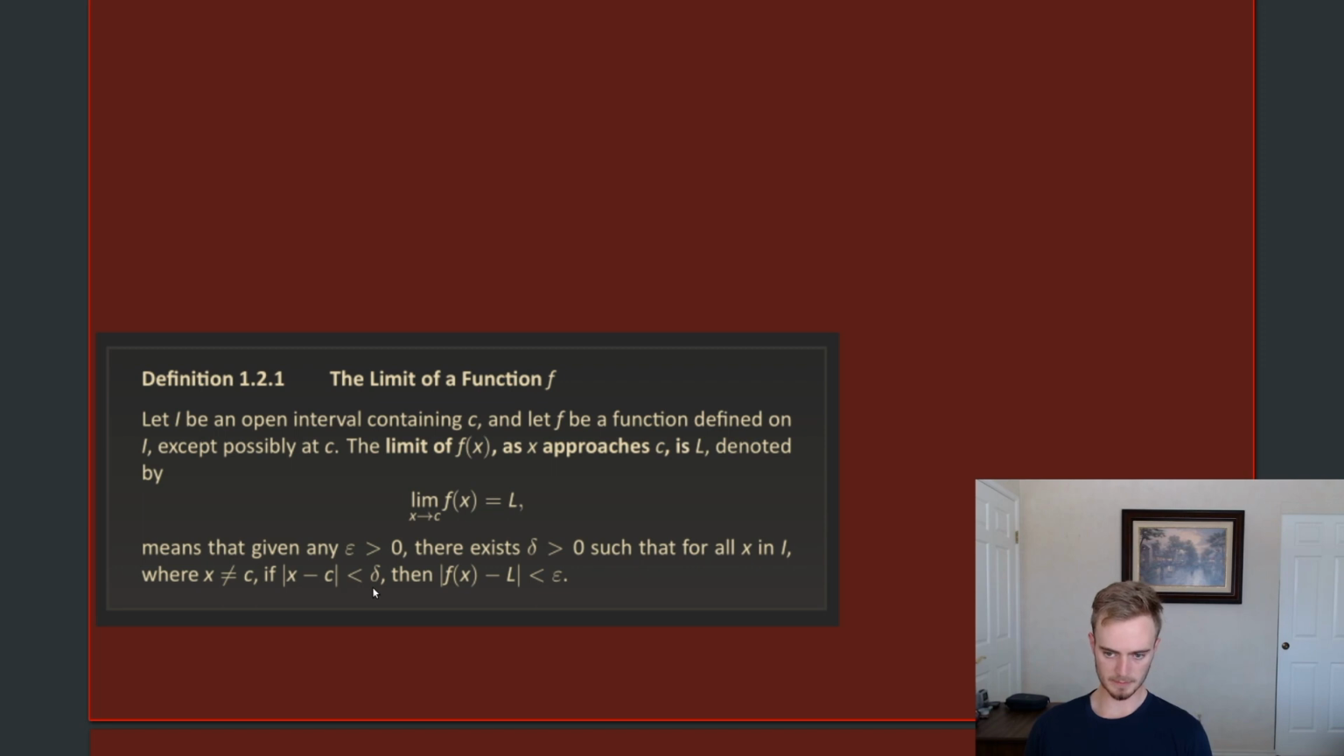Well, take a look at what it means. If the absolute value of x minus c is less than delta, so that means the distance between x and c is less than some delta, then the distance between f, the function at x, and L is less than some epsilon. So, in total, you can have any epsilon of your choosing. Then there exists for sure a delta such that the bound on x implies the bound on the function.